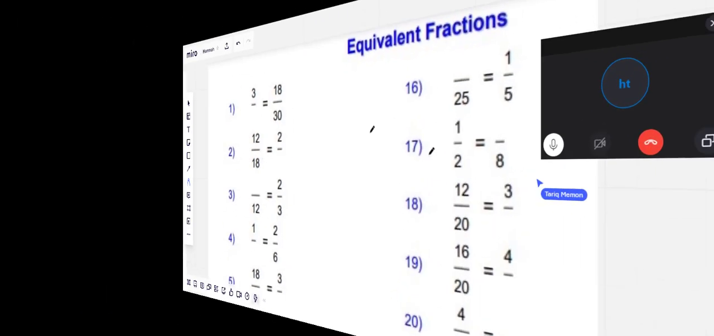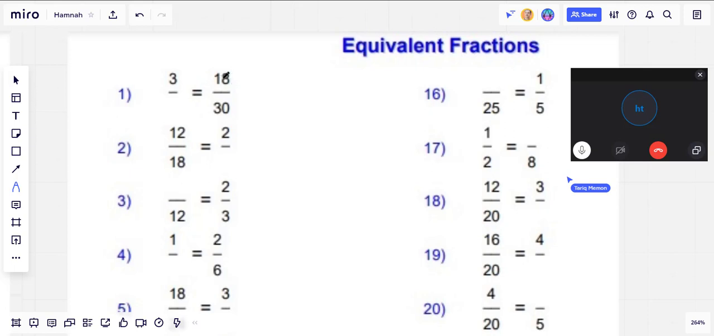Now here for question number 1, 18 by 30 is given, and on the left side there is an equivalent fraction which is incomplete and we need to complete it. How can we do so? Well, that's easy. Firstly, we need to find out that 3 times something is 18. Let's not go to the denominator first. Let's work out the numerator first. So 3 times something is 18. What is it? 6. Exactly.